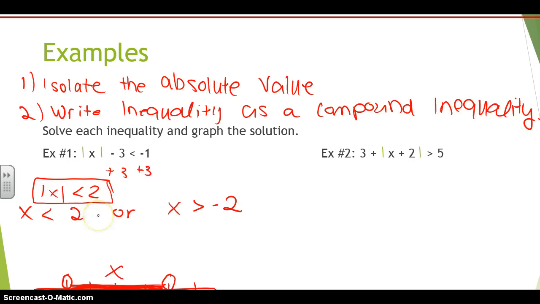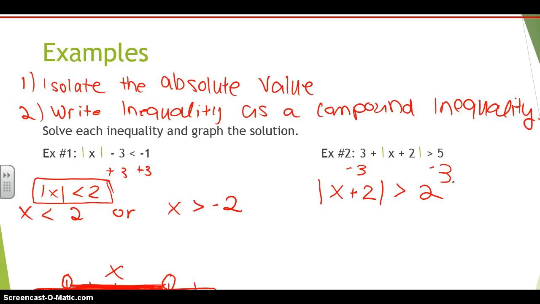Let's look at the next example. We have 3 plus the absolute value of x plus 2 is greater than 5. We first need to isolate the absolute value by having the absolute value of x plus 2 all by itself on the left. So I will first subtract 3 from each side. What I have, I've isolated the absolute value to have the absolute value of x plus 2 greater than 5 minus 3, which is going to give me 2.